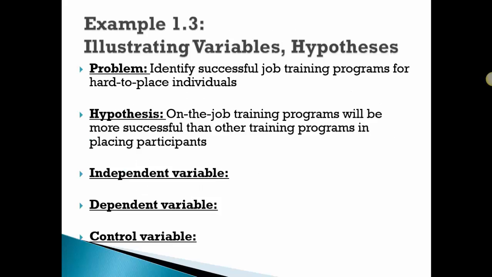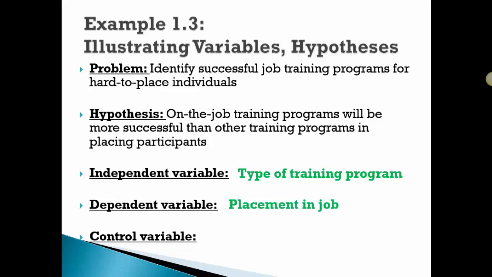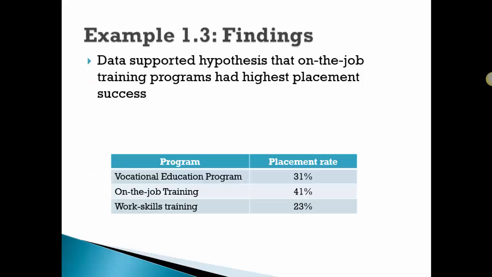And we're going to take an example that's in your book, example 1.3. The problem was to identify successful job training programs for hard-to-place individuals. The hypothesis was that on-the-job training would be more successful than any other training programs in placing participants. The independent variable is going to be the type of training program. The dependent is going to be whether or not the person was placed in a job. And the control variable here is going to be the education level of the person as they come into the training program.